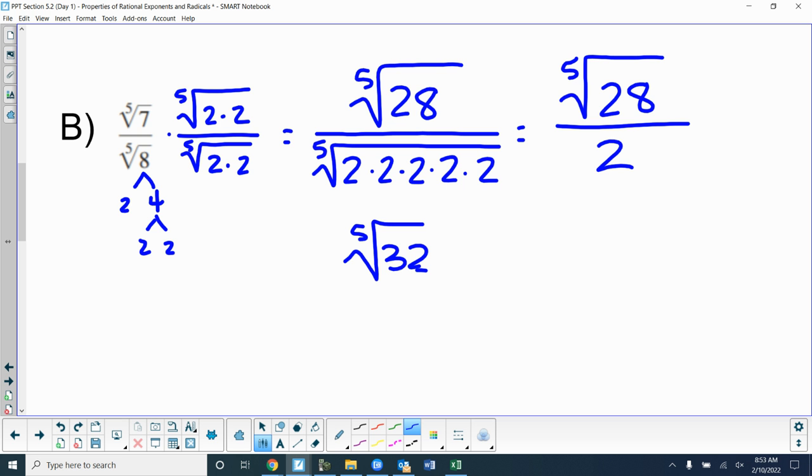Okay. Wait, so which one's right? 32 or 2? Well, the 5th root of 32, the answer is 2, which goes there. You want a whole number there. Okay? You don't want any radical. That's why we did that. Okay?